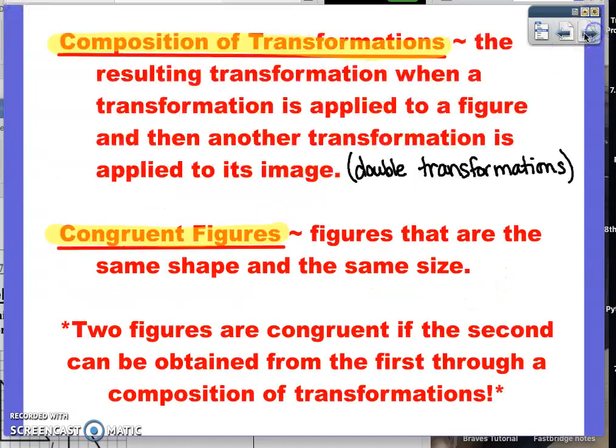So the first thing, composition of transformation, it's just a double transformation. The resulting transformation when a transformation is applied to a figure and then another transformation is applied to its image. Congruent figures: figures that are the same shape and the same size. And two figures are congruent if the second can be obtained from the first through a composition of transformations, whether it's rotation, translation, or reflection.